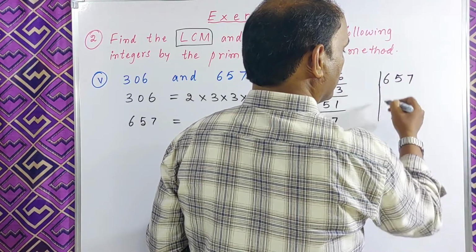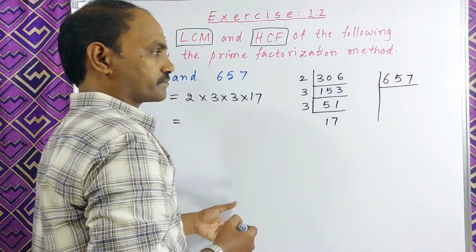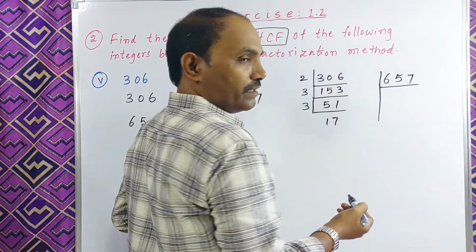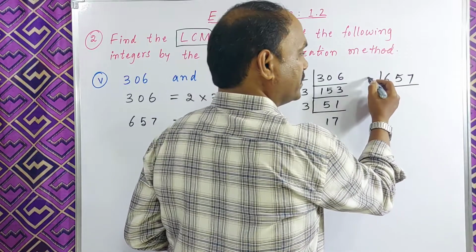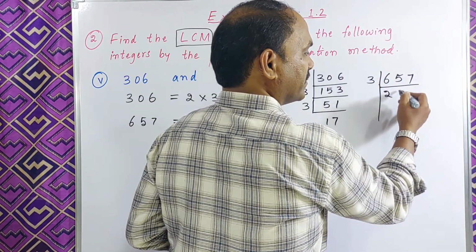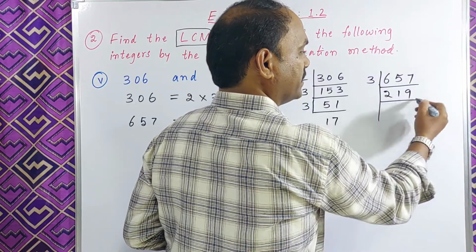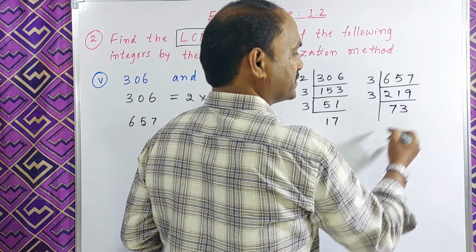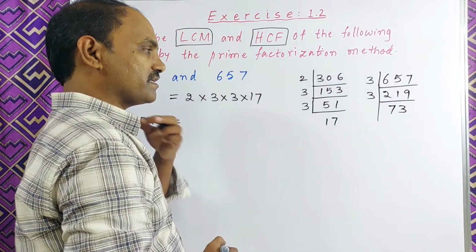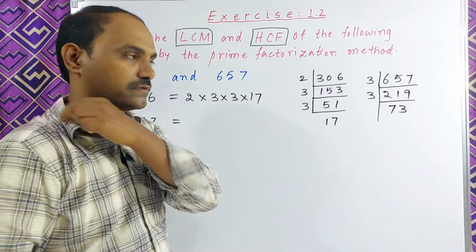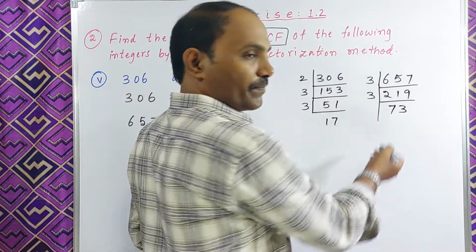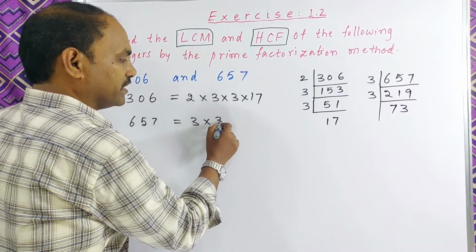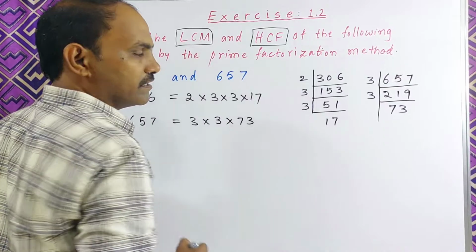And then 657. The sum of the digits is 18. 18 is divisible by 3. That's why 3. 3 twos are 6, 3 ones are 3, 3 nines are 27. Again this one is divisible by 3. 3 sevens are 21, 3 threes are 9. 73 is a prime number. That's why it is not divisible. So 657 is 3 into 3 into 73.